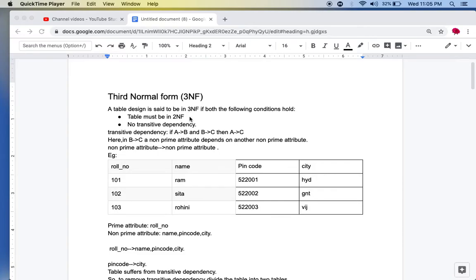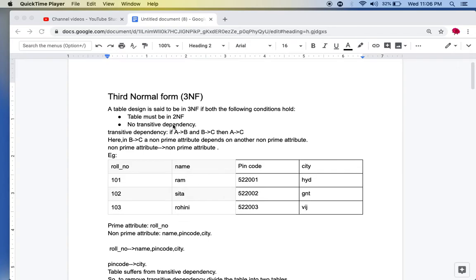Then what is second normal form? It avoids the partial dependency. That means if a non-prime attribute depends on part of a candidate key, then that is called a partial dependency. Second normal form deletes partial dependency in the table. Third normal form deletes transitive dependency in the table.